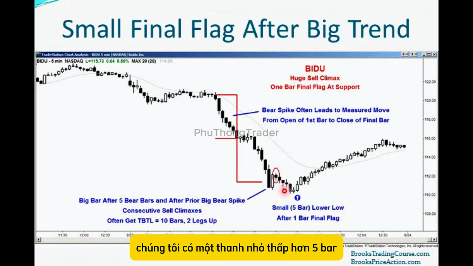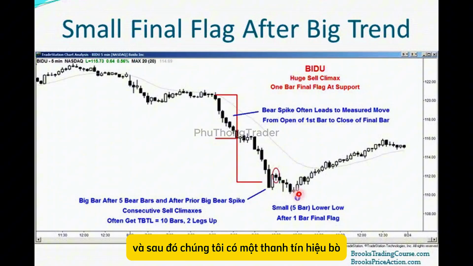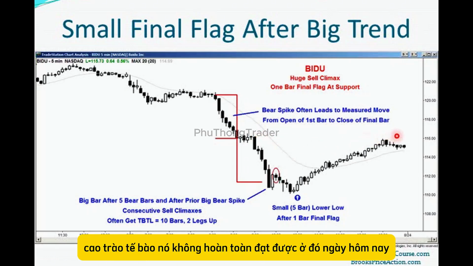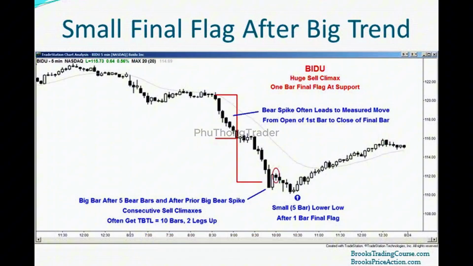We have a small 5-bar lower low that occurred in 2 legs. A lot of times the lower low comes in the form of 2 or 3 legs. And then we have a bull signal bar, a bull inside bar. So that's a reasonable buy for, at a minimum, a test of the moving average. Usually, whenever you have consecutive sell climaxes, the market tries to test at least 1 tick above the top of the sell climax. It did not quite reach there today, but it might reach there tomorrow.